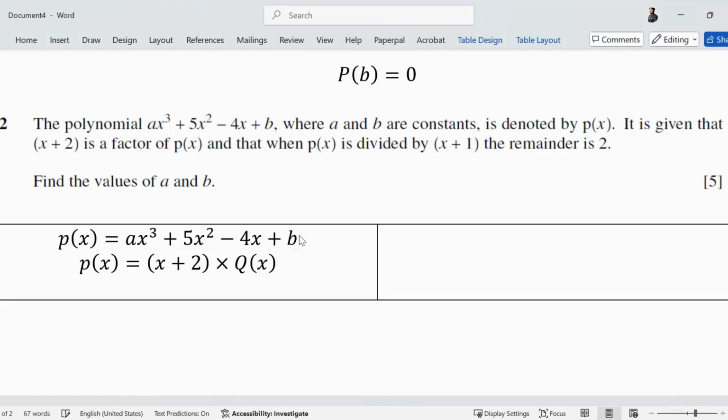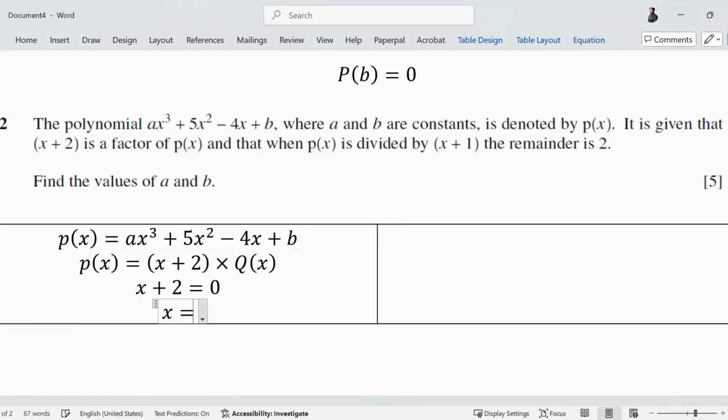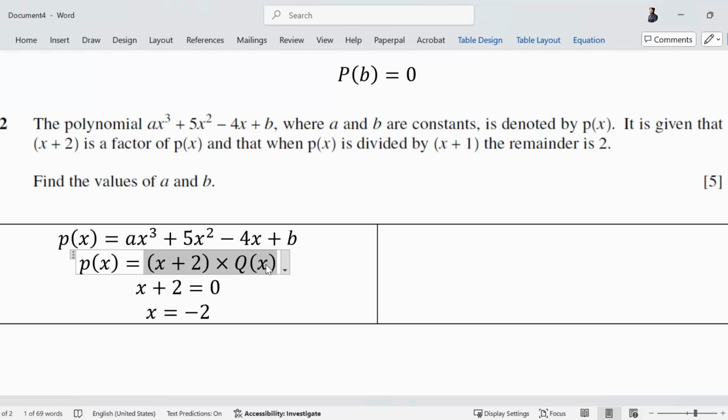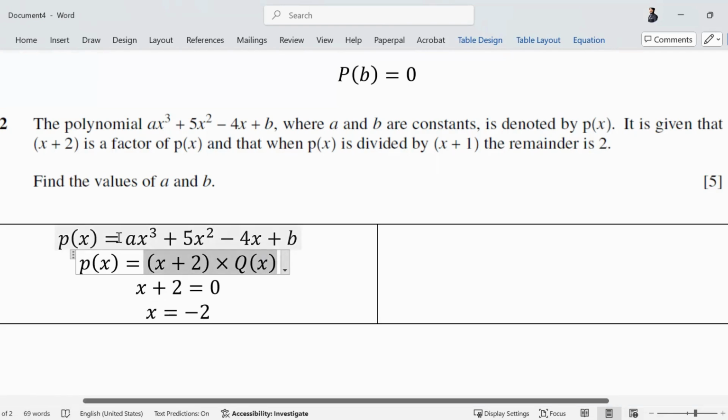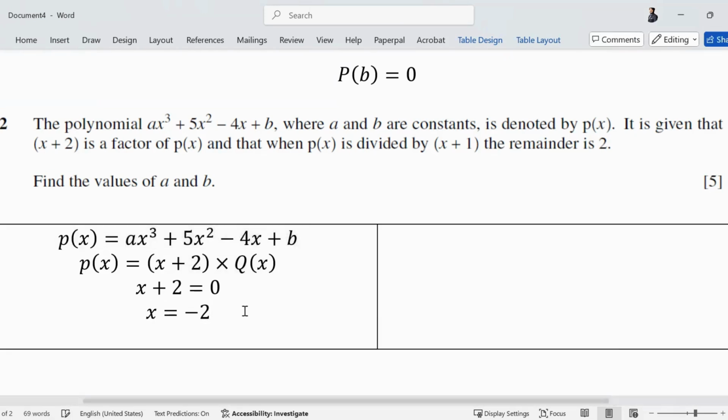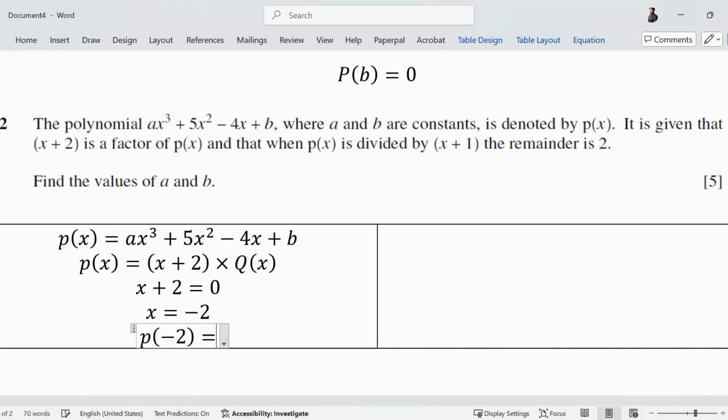If I want to make x plus 2 zero, what is the value of x that I'll need to plug in? Minus 2. If I plug in the value of minus 2, this will become 0. And when it is multiplied with whatever the quotient is, which is again another polynomial of x, the product will again be 0. So if I plug in minus 2 in this form or in this form, should I get the same answer or a different answer? Same answer. So if I find p of negative 2, the answer will also be 0.